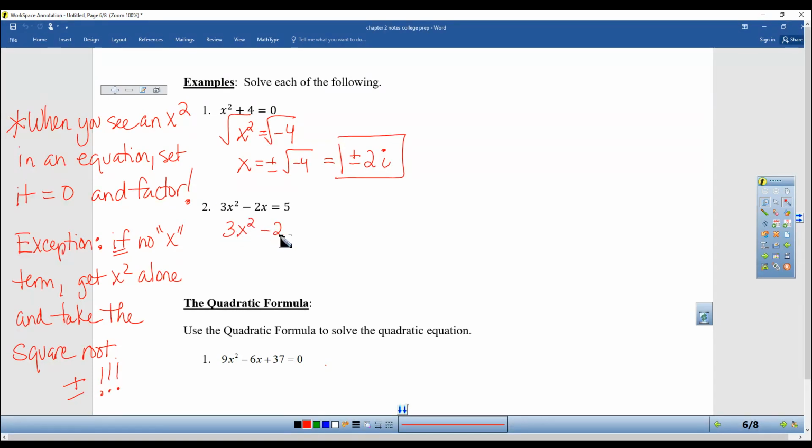3x squared minus 2x minus 5 is equal to 0. Fortunately, there's only one way to factor this. It's got to be 3x and x.